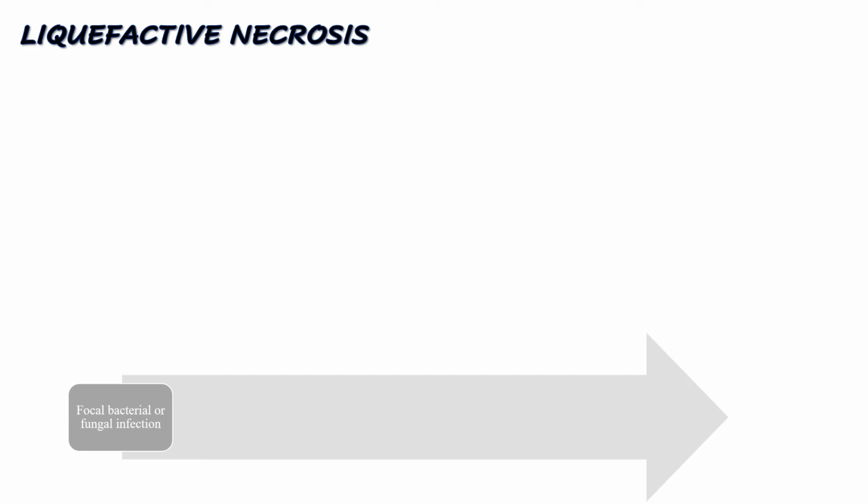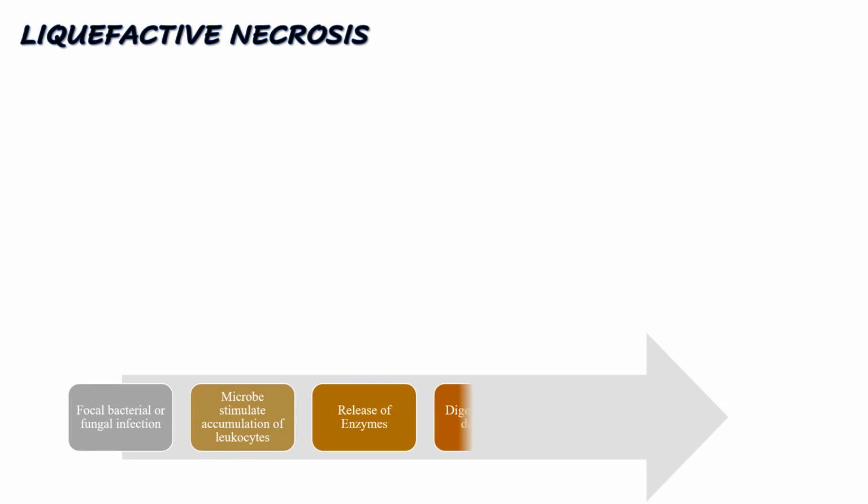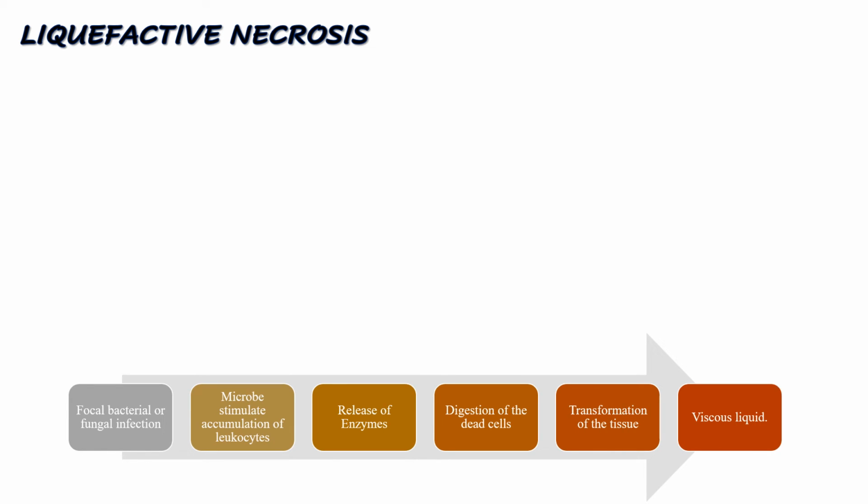Now the second is liquefactive necrosis. So what happens in liquefactive necrosis? In liquefactive necrosis there is focal bacterial or fungal infection. These microbes stimulate the production and accumulation of inflammatory cells such as leukocytes, which will release certain enzymes and lead to digestion of dead cells, leading to transformation of the tissue into a very viscous fluid.